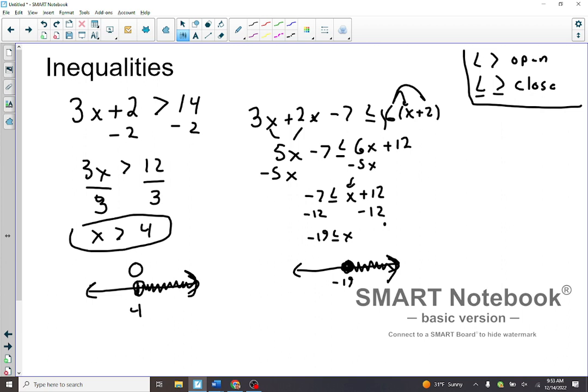Personal question. I'm just so confused. How do you know x is bigger? This symbol tells me. The alligator wants to eat more. Even though negative 19 says less than, it's still facing the bigger side, x. It's like less, right? Yes. Wait, let me see one more time just to make sure.